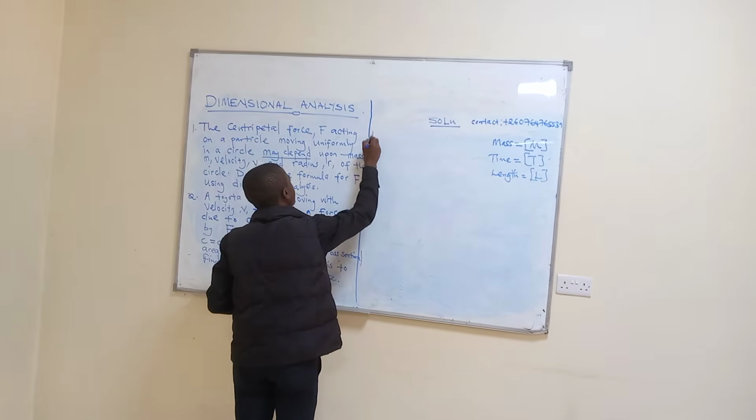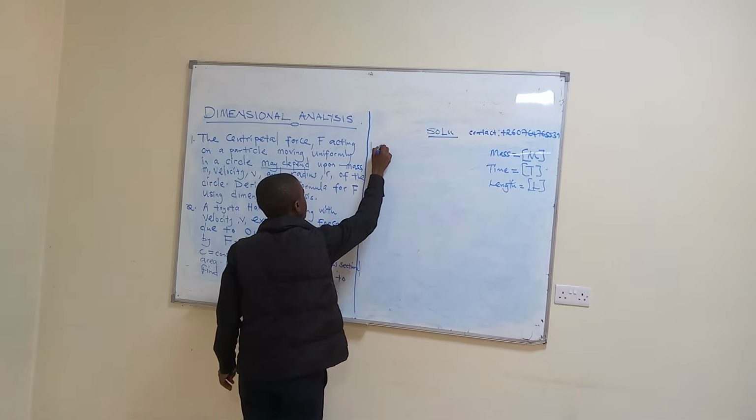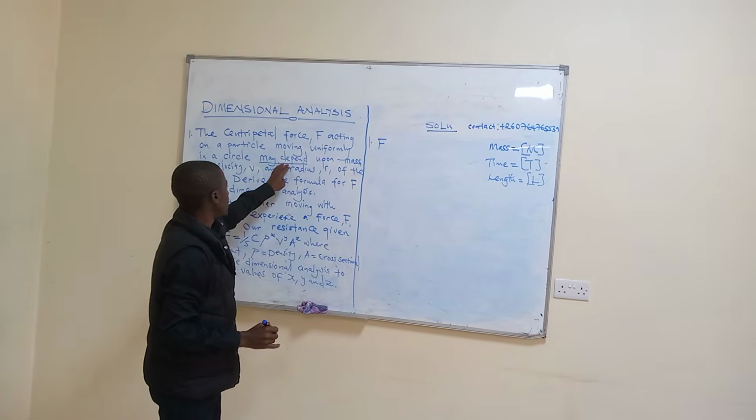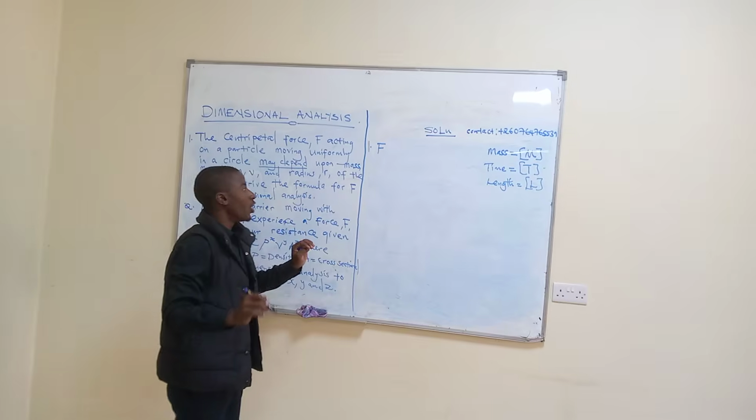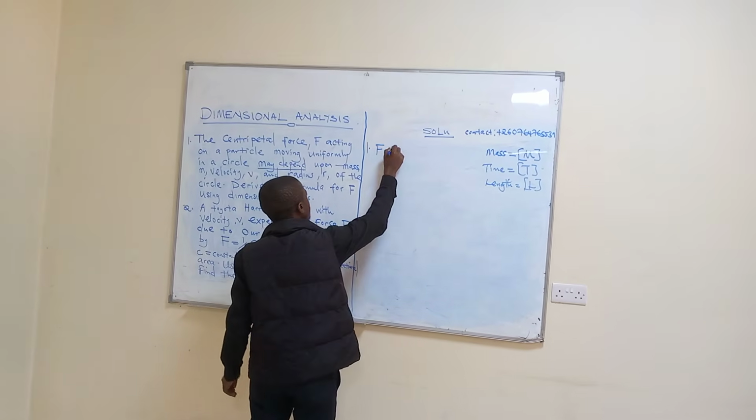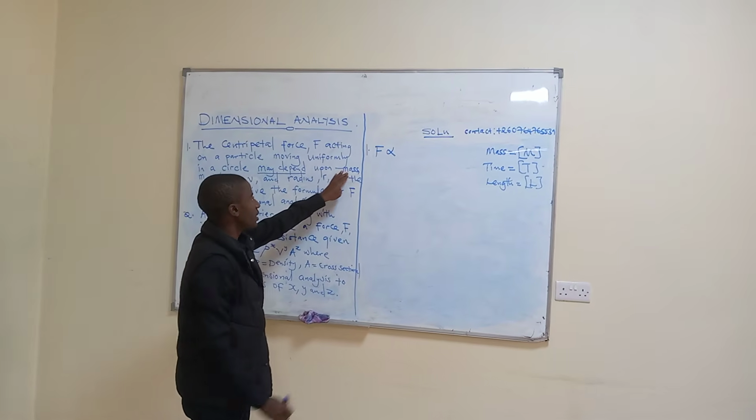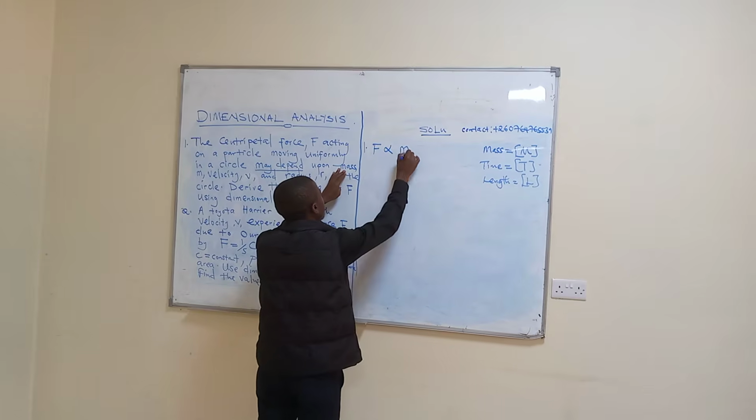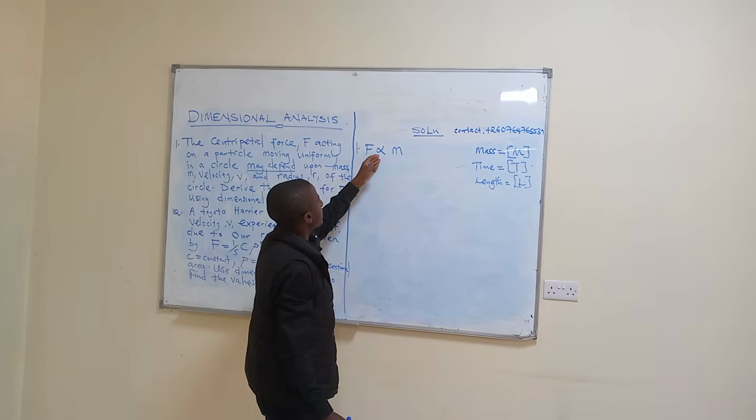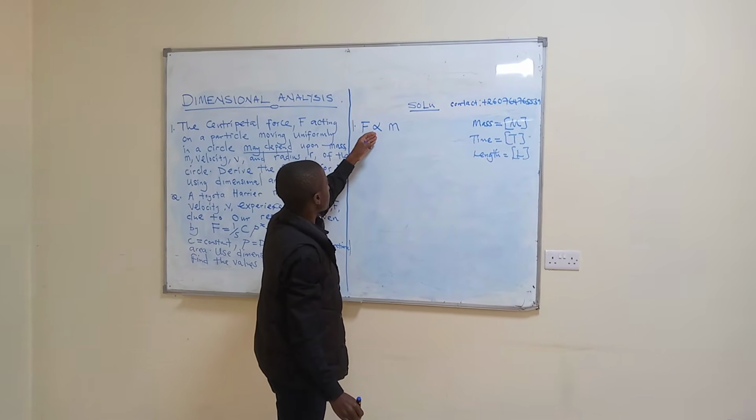So question 1. They are saying the centripetal force F, so I'm going to write F like that. May depend, so for may depend, we use the directly proportional symbol, which is like this. Now, may depend on mass, I'm going to write M. So these values that are given are written after the direct proportional symbol.